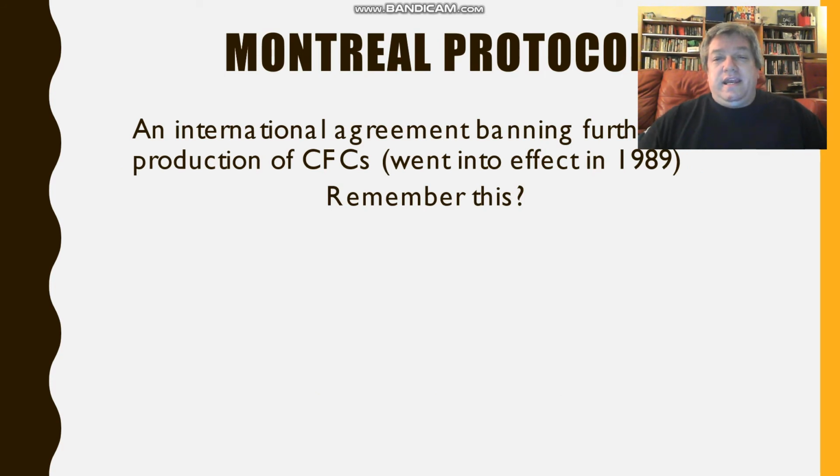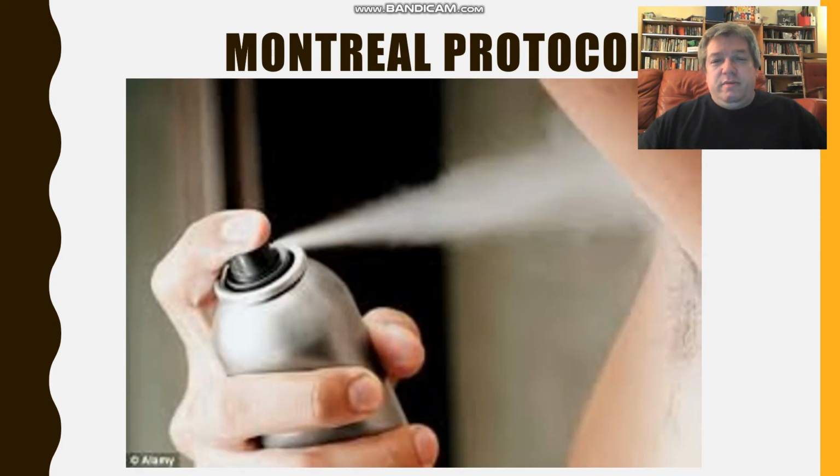So, in 1989, an international climate change treaty designed to ban CFCs went into effect. So there actually have been successful international climate-related treaties before. And this went into effect in 1989, and you all probably don't remember this, but before then, you used to be able to buy deodorant in a spray can.